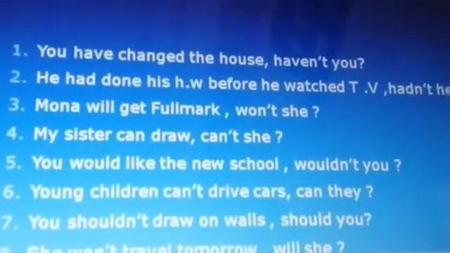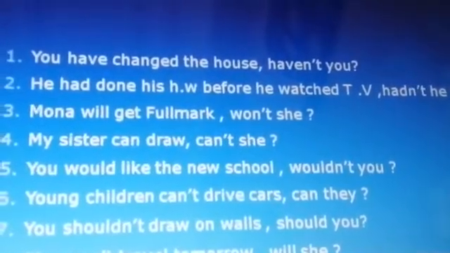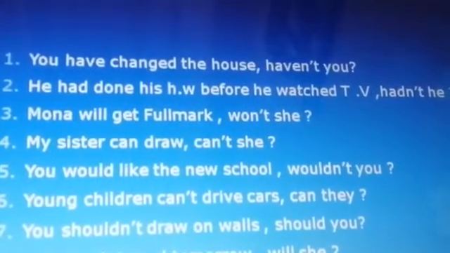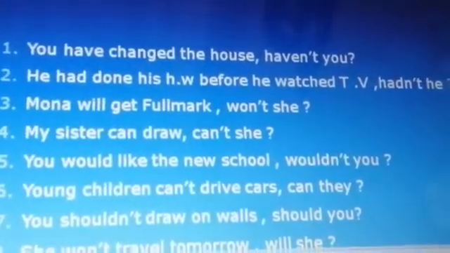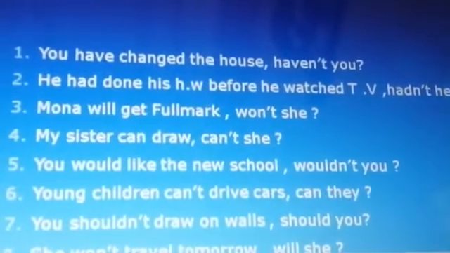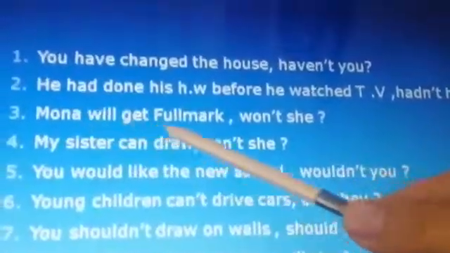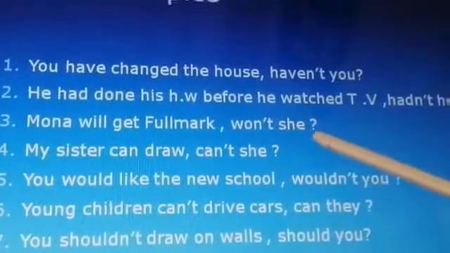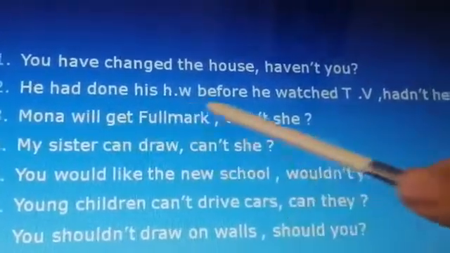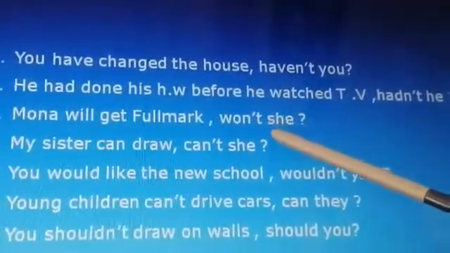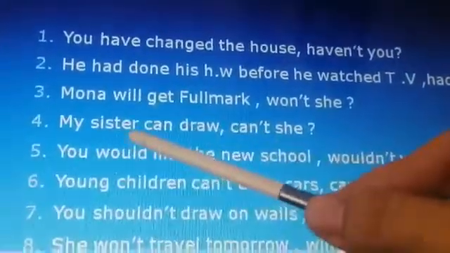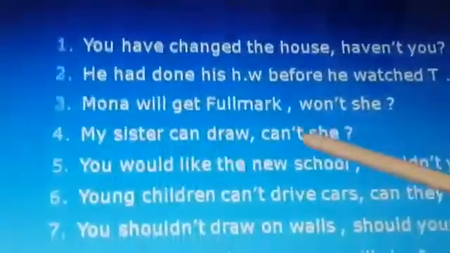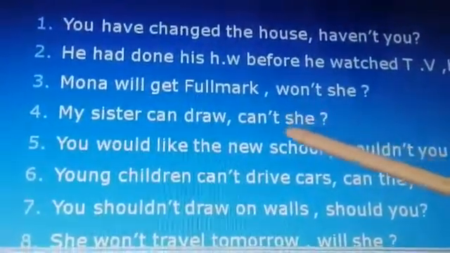You have changed the house, haven't you? Number 2, he had done his homework before he watched TV, hadn't he? Number 3, Mona will get full mark, won't she? Here we have will, positive, and we'll make the question tag negative. Number 4, my sister can draw, positive sentence or statement. The question tag will be a negative question tag, and so on.